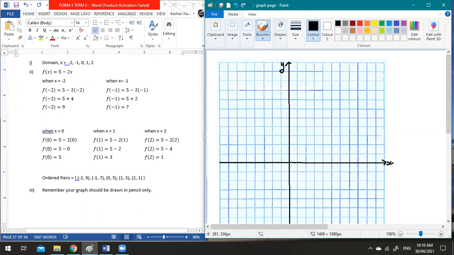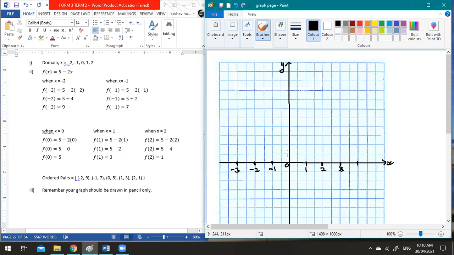So every 2 units, so 2 centimeters, remember each box represents a centimeter. So 1, 2, 1, 2, 1, 2. And remember you're doing it on the line, 1, 2. Same thing on the left hand side, 1, 2, 1, 2, 1, 2. So here will be -1, here will be -2, here will be -3. The center here will be 0, here will be 1, here will be 2, here will be 3.